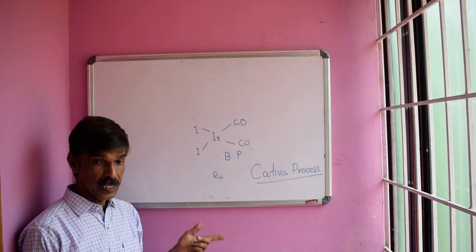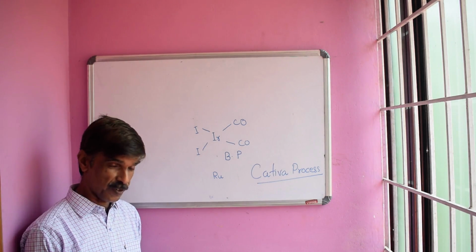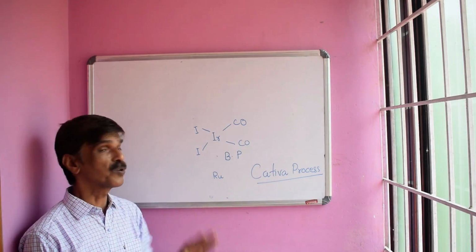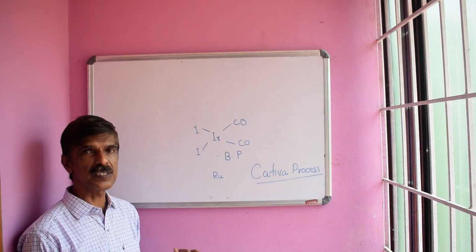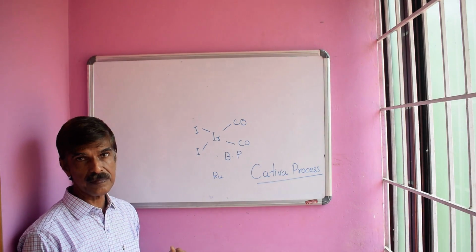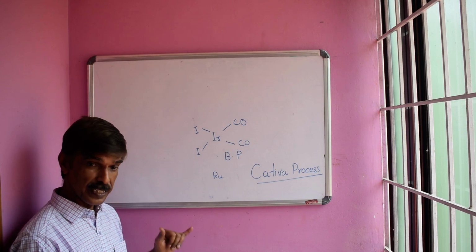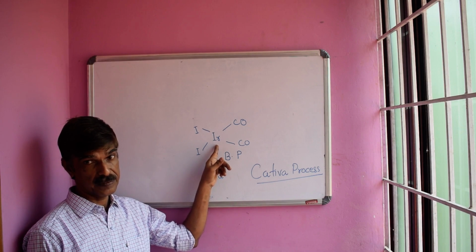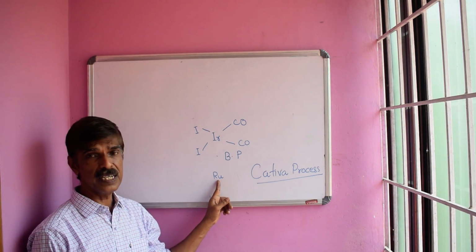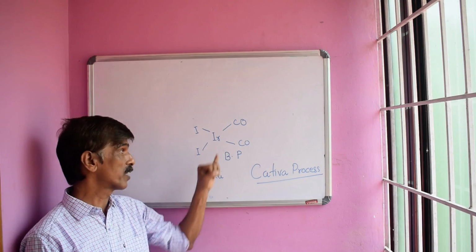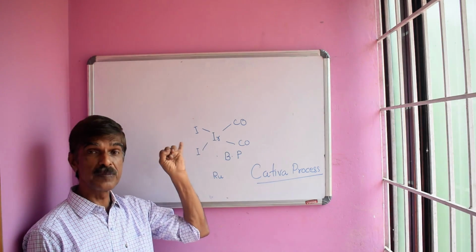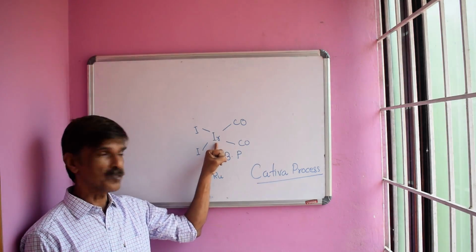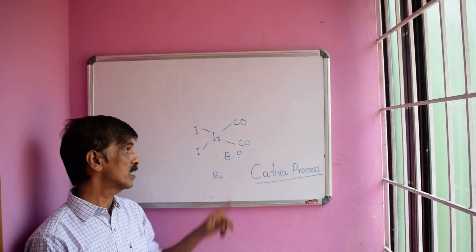Again, remember that the Monsanto process is for the manufacture of acetic acid. This process is also for the same, the manufacture of acetic acid. Okay, then what's the difference? The difference is that instead of rhodium we use iridium as the catalyst, but the iridium catalyst should be promoted with a little ruthenium. You can see that rhodium is very costly, and iridium costs almost 1/10 of that of rhodium.